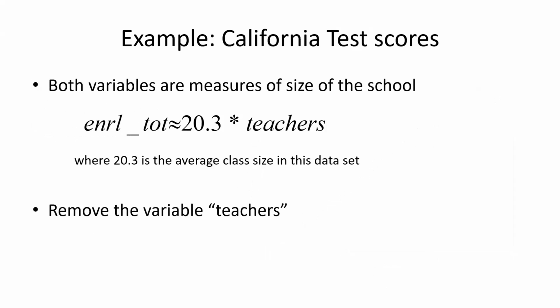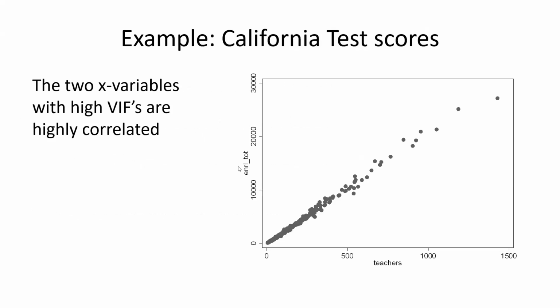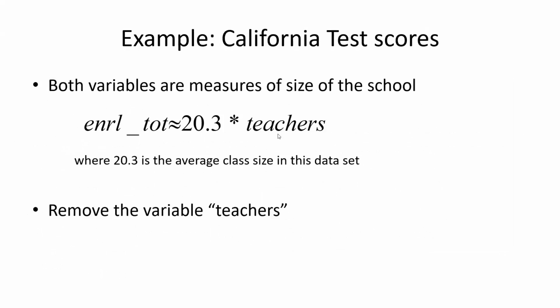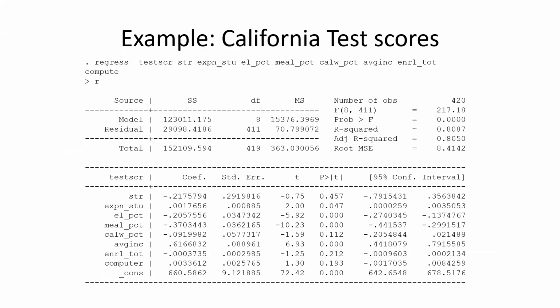In this data set, we have 20.3 students in a class on average. So it's no surprise that, roughly speaking, the enrollment total of a school can be calculated as 20.3 times the teachers, approximately. So we want to remove one. Let's see which one was higher. Teachers was a little higher. Maybe we remove teachers. We might do something else if it makes sense to us because we want to interpret the model, but may as well take teachers here.